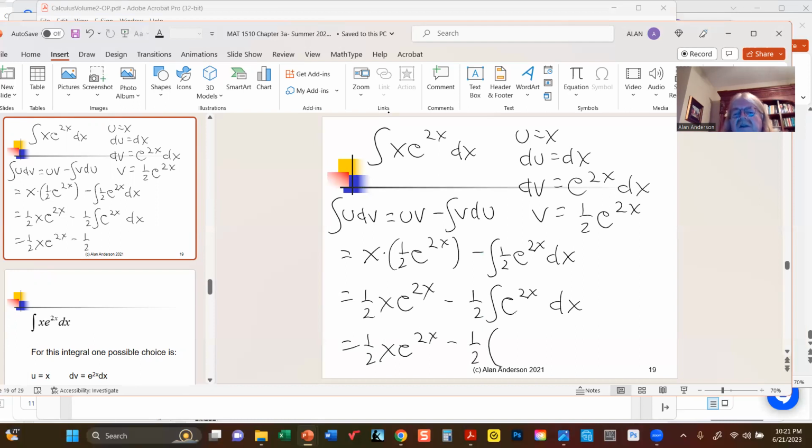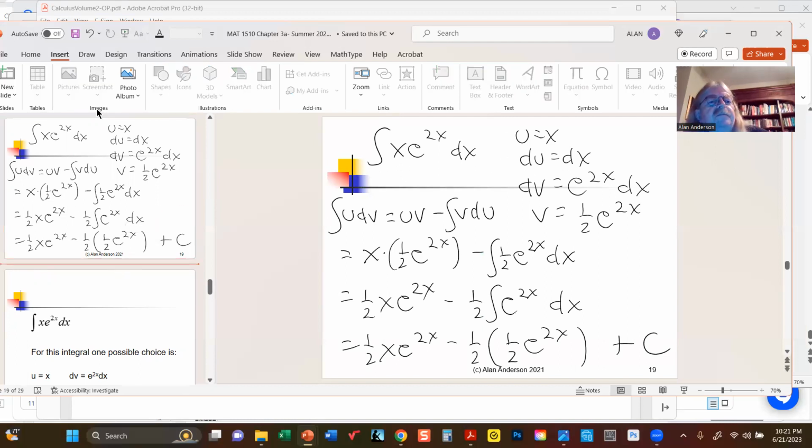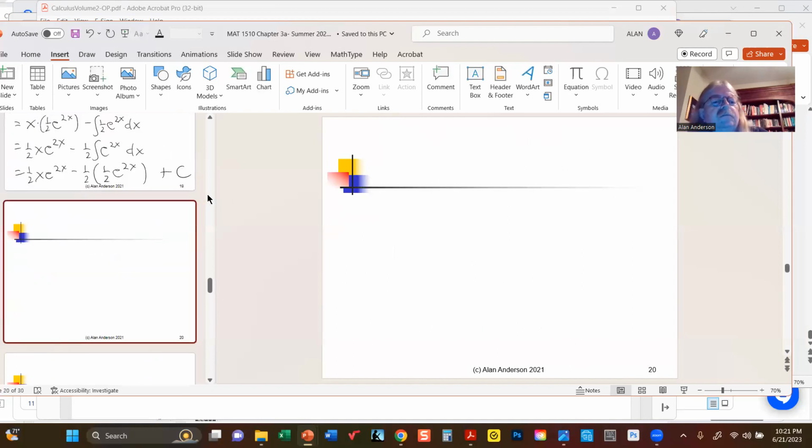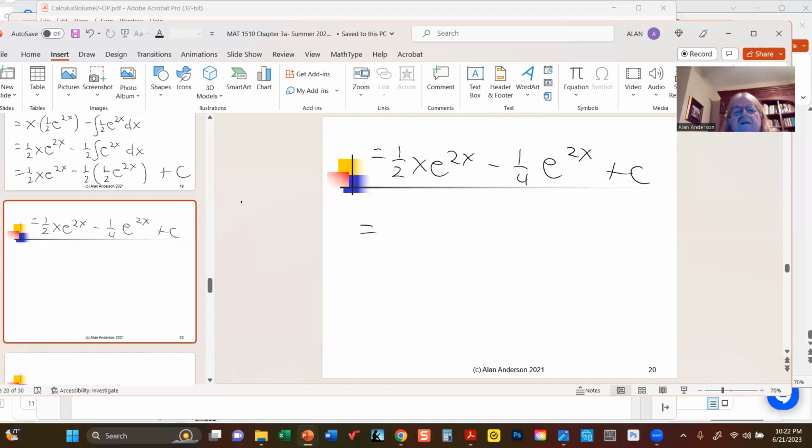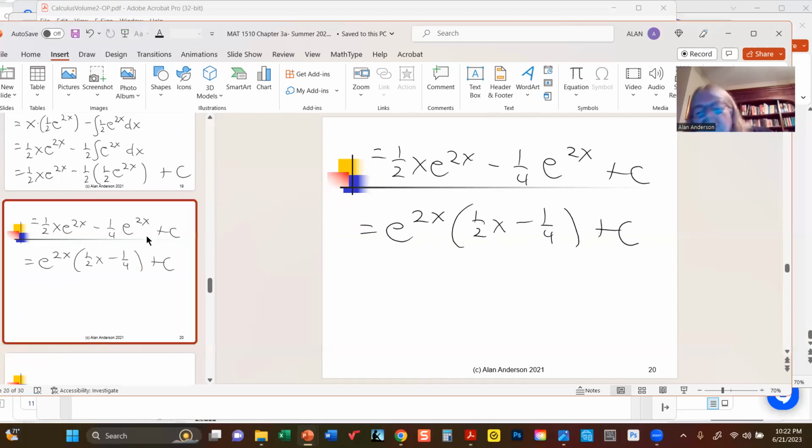Now we just got through showing that the integral of e to the 2x is 1/2 e to the 2x. And then we can worry about our c. So ultimately, what do we have here? 1/2 x e to the 2x minus 1/4 e to the 2x. Let's see, or if you want to consolidate them, you can. So that is it.